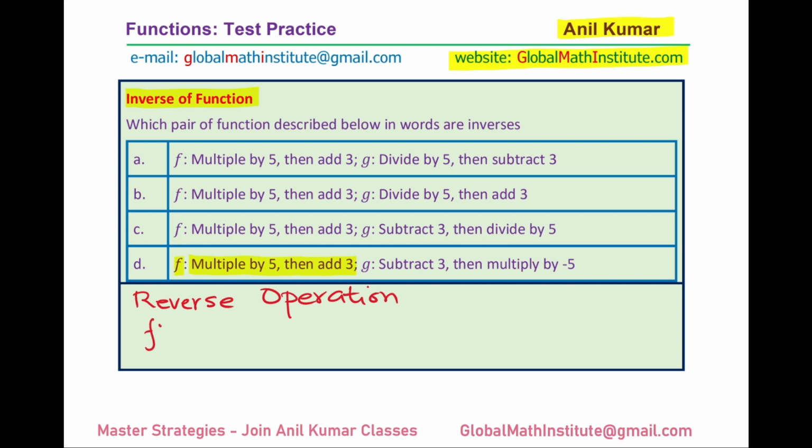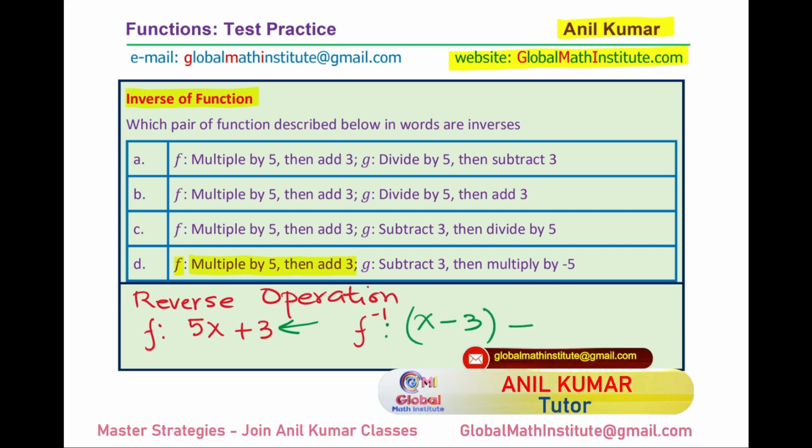As far as the function is concerned, we are saying multiply by 5, then add 3. That means the function is multiply by 5 and then add 3. So what should be the inverse of this function? Well, the inverse is the reverse operation. It means you have to see from this side. So the reverse operation will be subtract 3 and then divide by 5. Do you see that? Subtract 3 and then divide by 5. So that is the reverse operation.